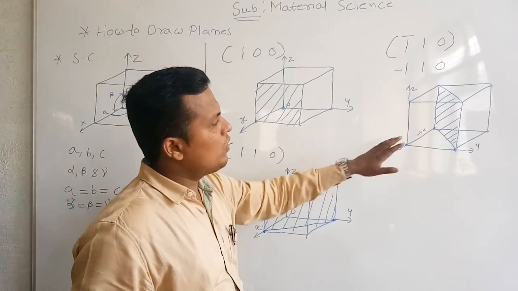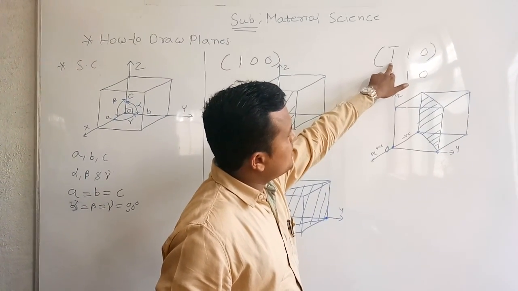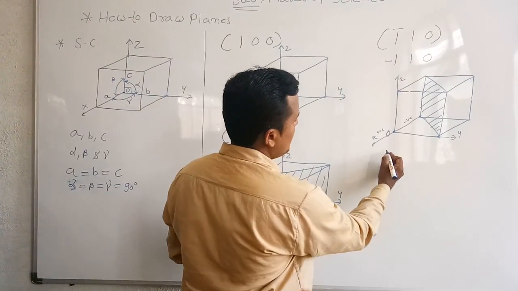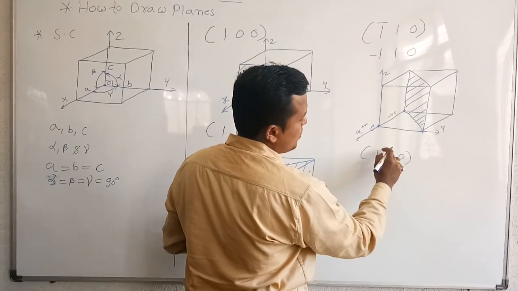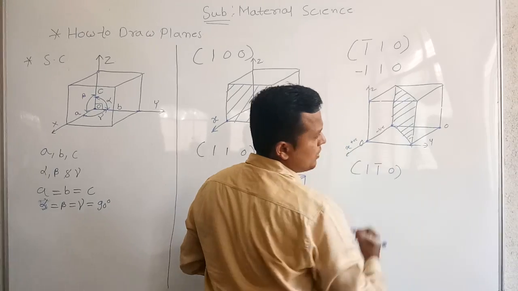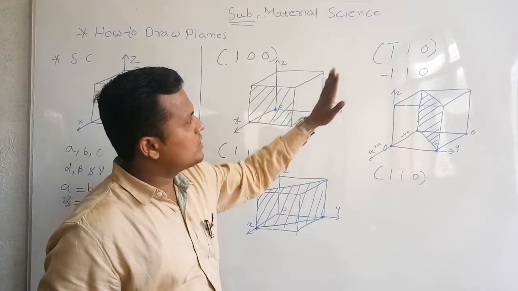So in this way you have to use the trick. In whichever direction the points are in the negative direction, in that direction you have to shift the origin. Suppose you have to draw the plane 1 bar 1 0. For that you have to shift the origin in the Y direction. So that means your origin is at this position. So in this way you have to use this trick while drawing these planes.